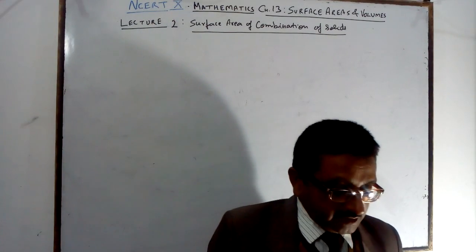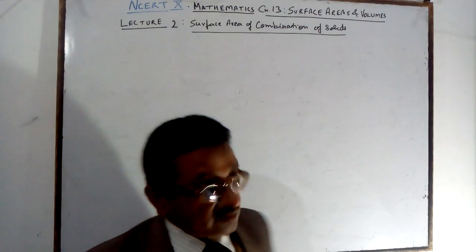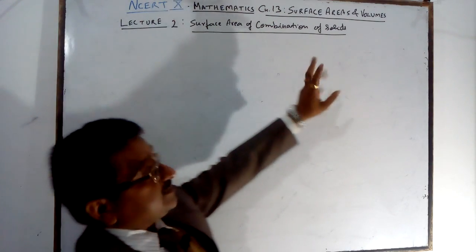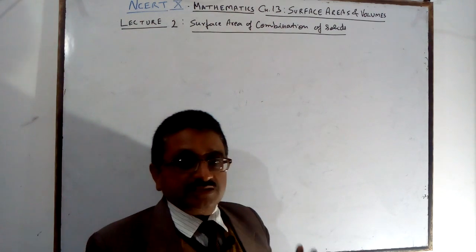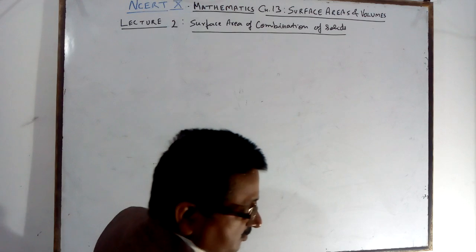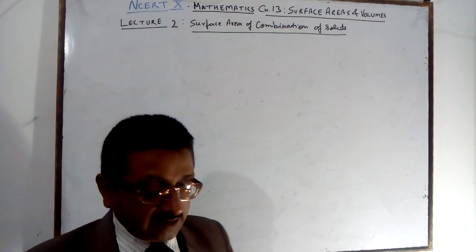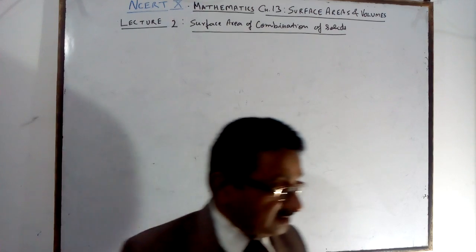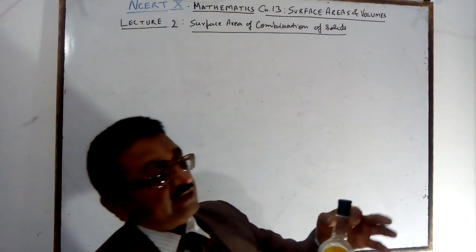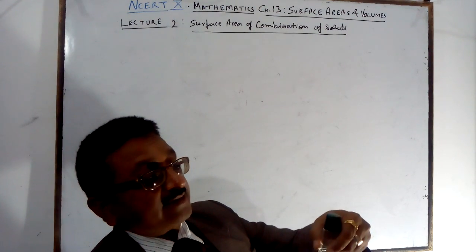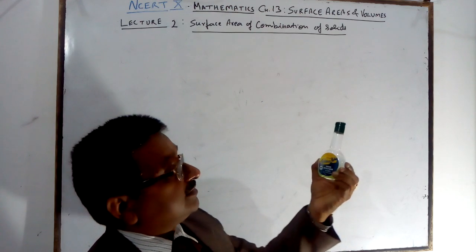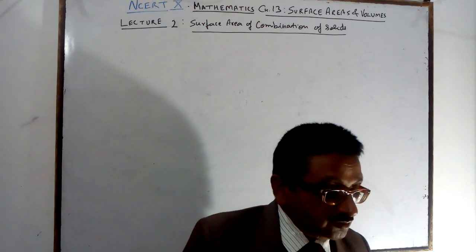Hello students, you are studying chapter 12, 13, surface area and volume of solid figures, combination of solid figures. How will you study? It is a very common chapter. Combination of solid figures, with the help of examples, means a combination of two things. A hemisphere and a cylinder are combined, so you are getting this bottle. Like this, you will get anything.